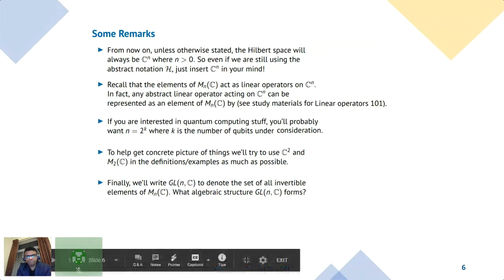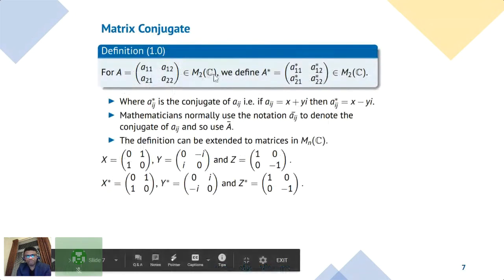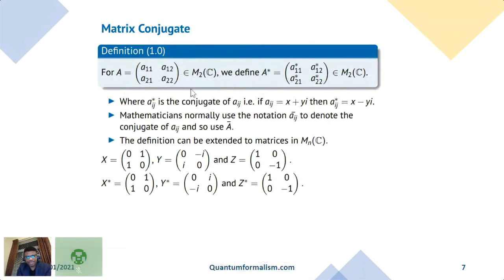Okay, so let's start from the basics. Just as I was saying, we will use M2 of C whenever convenient, just to make things easier to see. Okay, so given an element A in 2x2 matrices, the conjugate of that matrix is nothing more than just taking the conjugates of the entries. Okay, and this is like complex numbers 101. I'm pretty sure you all know this.